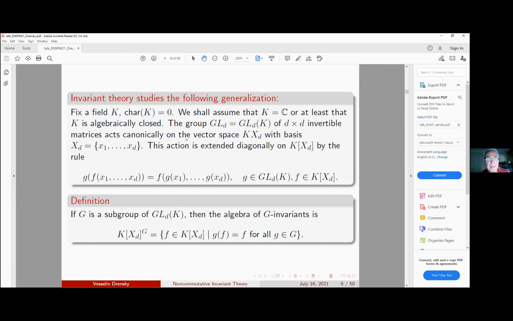So classical invariant theory studies a generalization of this question. We fix a field of characteristic zero and assume that this field is algebraically closed, although some results hold in a more general setup, but it's really necessary to have characteristic zero. And you have the general linear group. This is the group of the invertible matrices. It acts canonically on the vector space with basis the variables, and you take this diagonally. You simply have the same action as the action of the symmetric group, but you act on the elements here. And the algebra of G-invariants consists of all polynomials which are fixed under the action of the elements of the group.